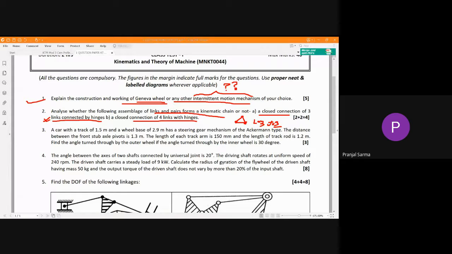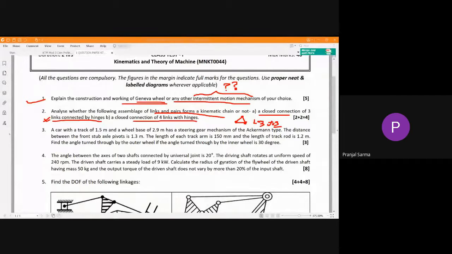There you just have to find out the track arm length and base length, which are given, and you need to find the angle turned through by the outer wheel, if the angle turned by the inner wheel is also given. So you just have to use that particular law of correct steering. That correct steering gear formula you need to use, and whichever other parameter is not given, you need to find out.